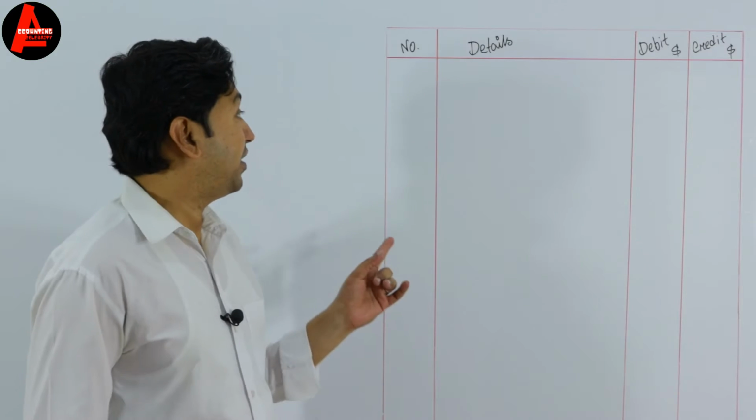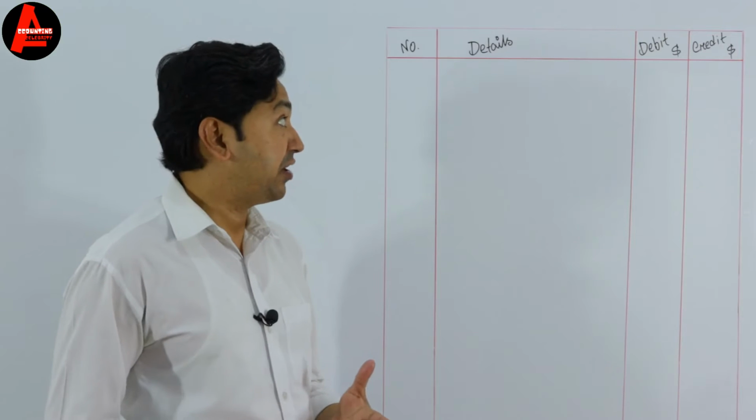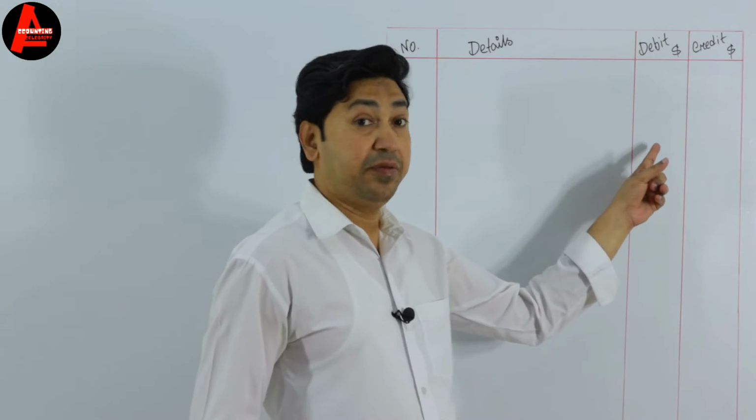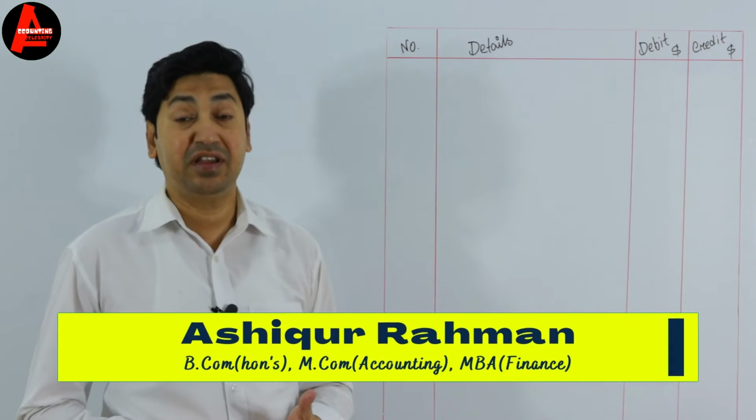So you see the format. Here we'll write a number. Here, details means debit account and credit account. Here we will write the debit amount, and in this column we will write the credit amounts.